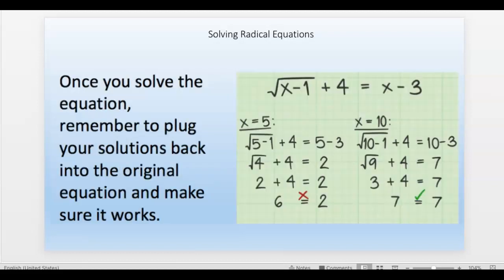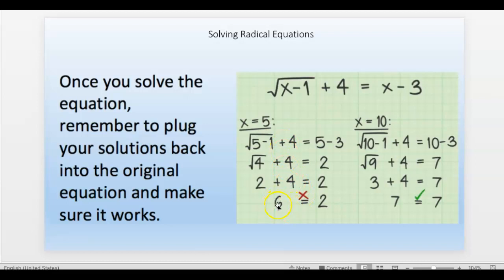Now here's an example of one. When you solve this equation right up here, you actually get 2 answers, x equals 5 and x equals 10. And you can plug x equals 10 in here for x, and plug x equals 5 in here for x. And x equals 10 works. You get 7 equals 7 at the end. So it's true. x equals 10 works. But x equals 5 does not work.